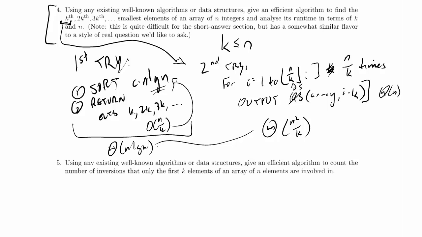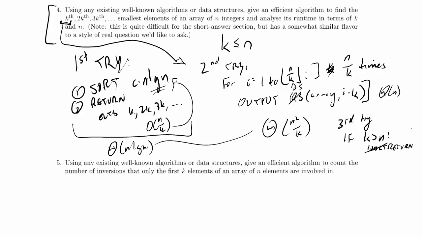Okay, that's a good second try. For a third try, perhaps we can go for a divide and conquer algorithm. So third try, if k is greater than n, we can just halt, or return, we'll say.